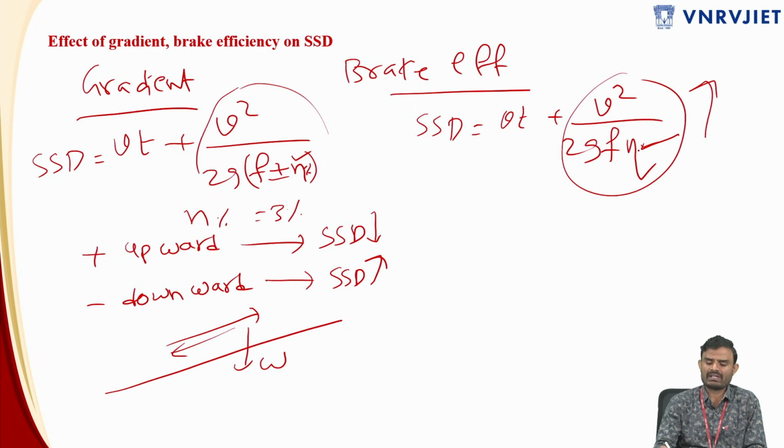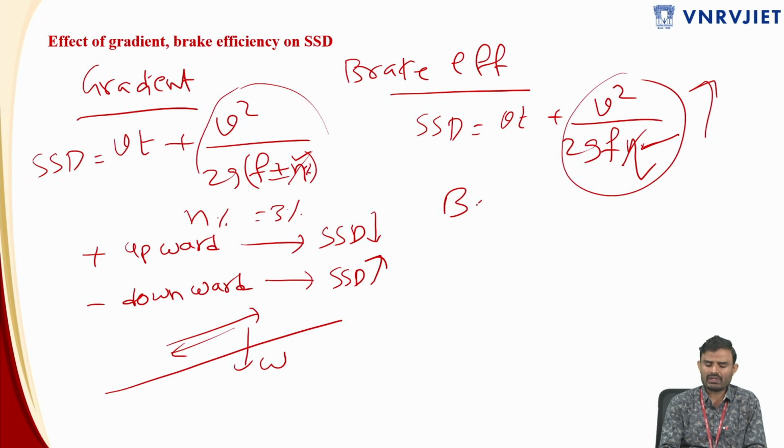Okay, if the efficiency is 100%, the original condition, what we have derived, this is going to be 1. Similarly, this is nothing but 0. If you incorporate both of them, this is going to be 1 and this is going to be 0. So f plus 0, multiplied by 1, is nothing but the original condition.